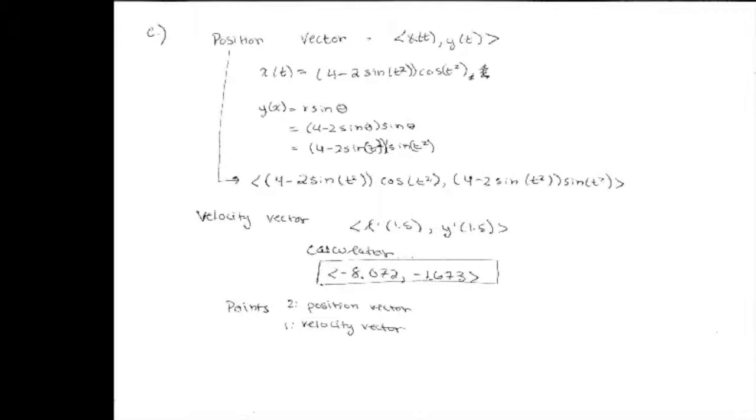And so now when we want to find the velocity, we just take the derivative of those. And once again, this is a calculator problem, so I wouldn't worry about all the chain rules that are going to apply for this, and it's probably in your best interest for both time's sake and difficulty level to just plug it in your calculator. And when you do that, you get negative 8.072 and negative 1.673. And so the points for this problem are rewarded for the position vectors, 2 points actually, and then 1 more point for the velocity vector.